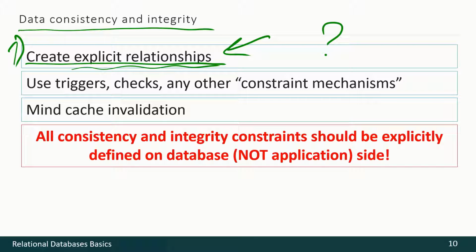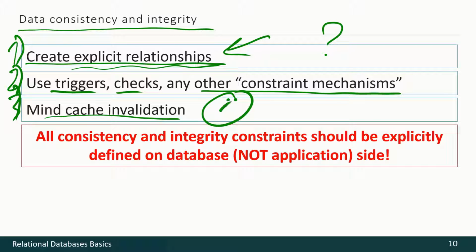Never do such a thing. Instead, use triggers, checks, and any other constraint mechanisms that will make your database more bulletproof. Next, mind cache invalidation. Of course, this is one of the most terrible problems in programming at all. If you have caching fields or caching tables, you should absolutely know how to find out that the cache is invalid and how to update it.